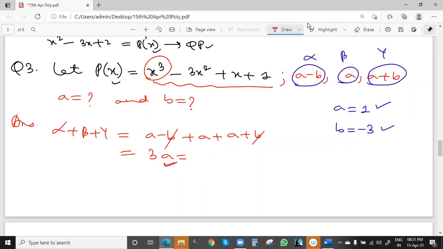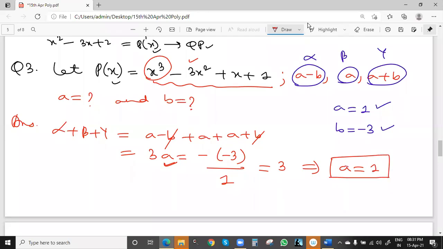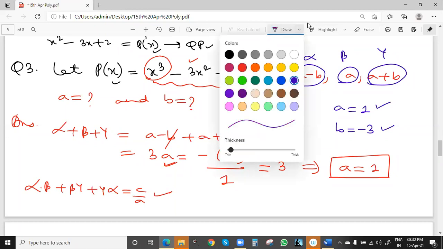So minus b. As per the standard equation, we'll put minus. B is minus 3, and a is 1. So minus of minus 3 by 1 is equal to 3. So solving, we get a is 1, because 3a is equal to 3. That means a value 1. Good. Now second thing, either we can use alpha beta plus beta gamma plus gamma alpha equals c by a, that also will give you the result. But I would suggest better is to use this one.